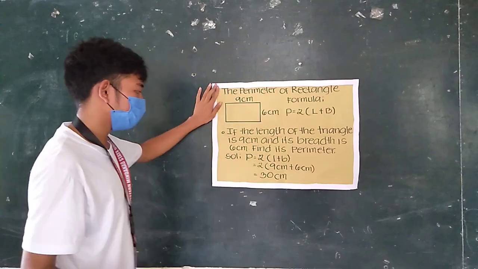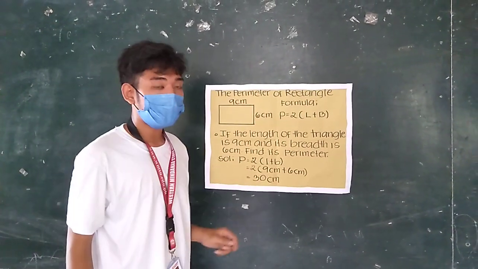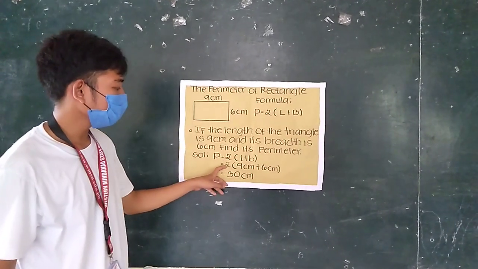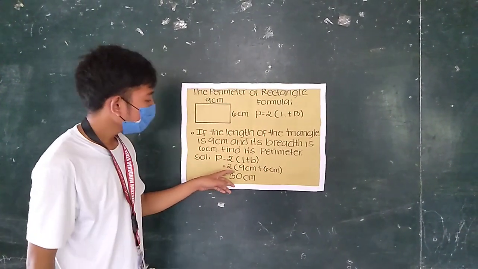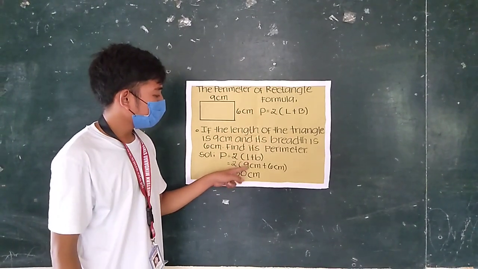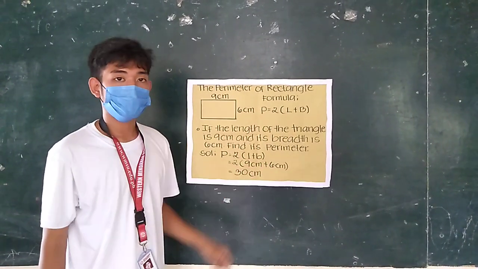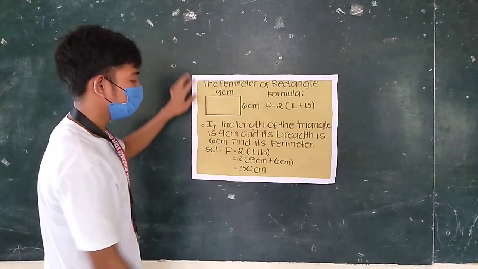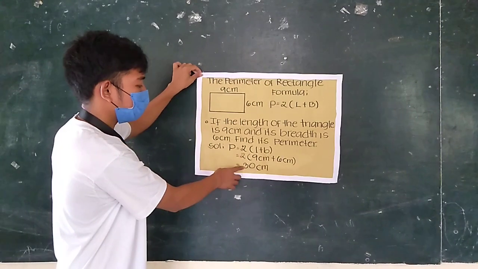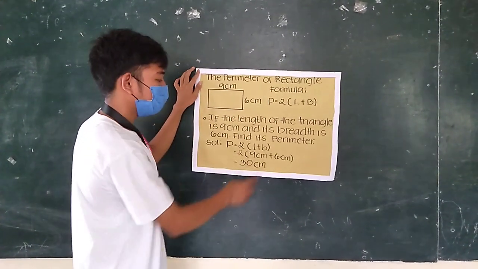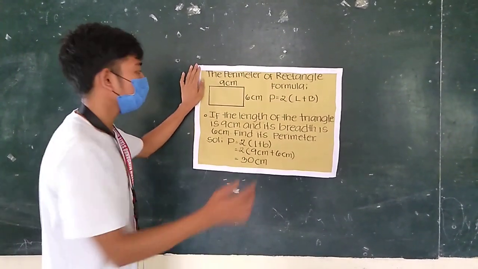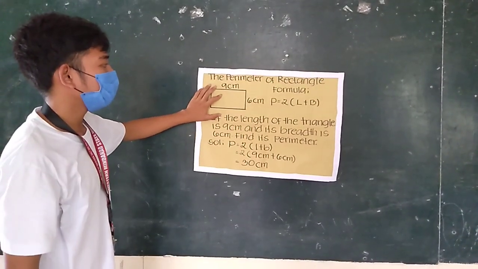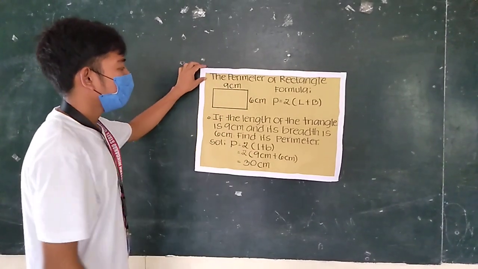So let us come to the solution. Writing its formula, we will substitute everything. We have the constant 2 times the length, which is 9 cm, plus its breadth, which is 6 cm. So 9 cm plus 6 cm times 2 is equal to 30 cm. Therefore, this is the total length around this rectangle or birthday card.